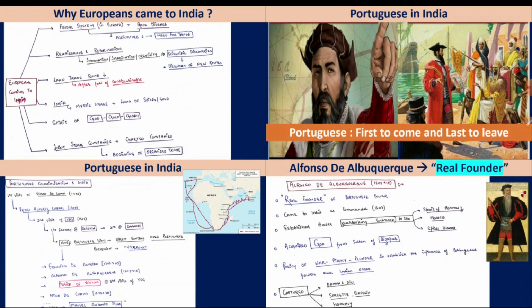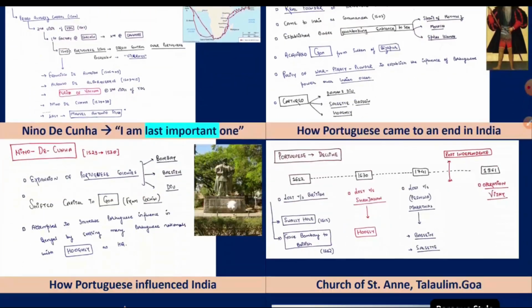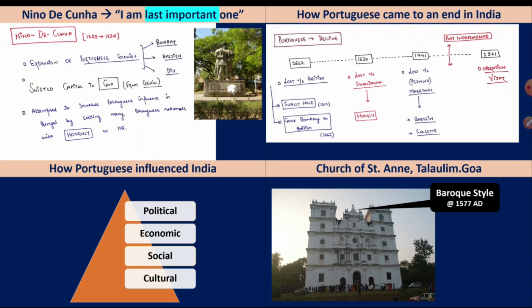Then we read about these two people, Almeida and Alfonso. Then the third one, that is Nino de Cunha. Four people in the Portuguese that you must know. Then how they came to India and how they influenced the culture in India: cultural, political, economic and social influence. So that's all for today.